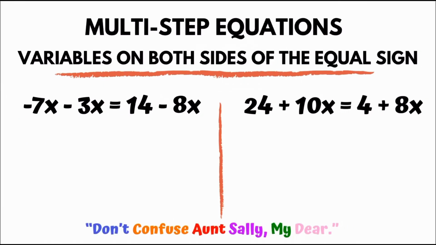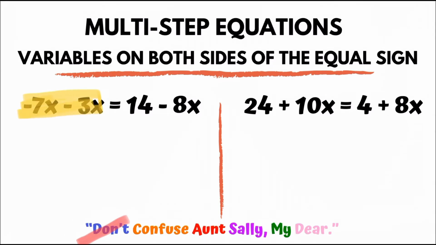Now we're going to look at two problems that have variables on both sides of the equal sign. So the steps are still the same. I'm going to work out the one on the left, and you can work out the one on the right on your own and check your answer. So in the problem on the left, I don't have any parentheses, so I don't have to worry about distributing, so that's done. But I do have like terms that I can combine together, so I'm going to do that.